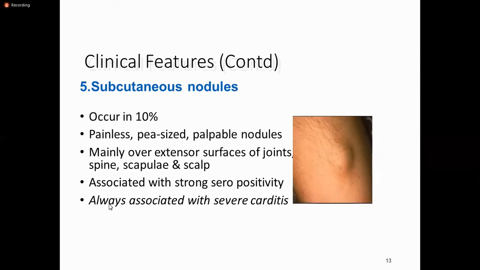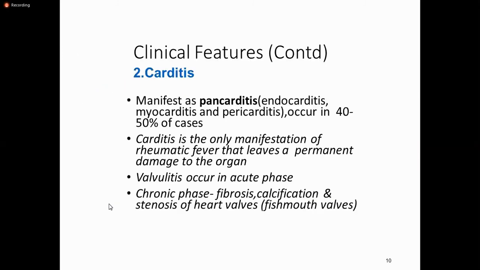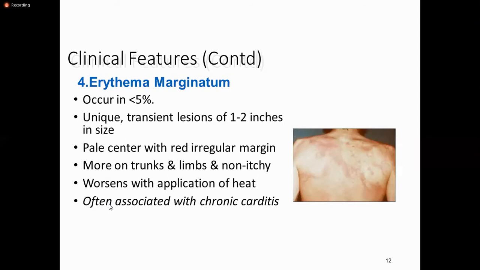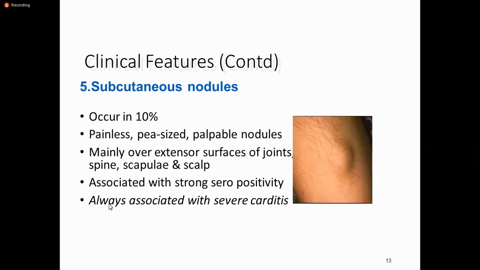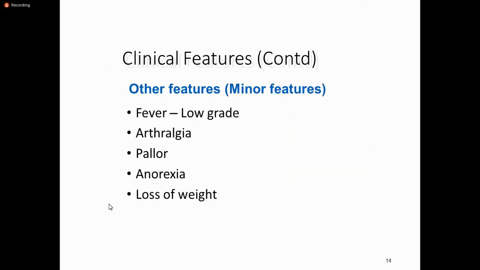And sometimes there is a subcutaneous nodule, occurring in only 10% of cases. It is a painless, pea-sized palpable nodule, mainly over the extensor surfaces of the joints, spine, scapula, and scalp. It is associated with a strongly seropositive patient and is always associated with severe carditis. So it means if you are suspecting a case of carditis, you should think about erythema marginatum, as well as look for the subcutaneous nodule, which is a diagnostic criterion to confirm your diagnosis of rheumatic fever and rheumatic arthritis.